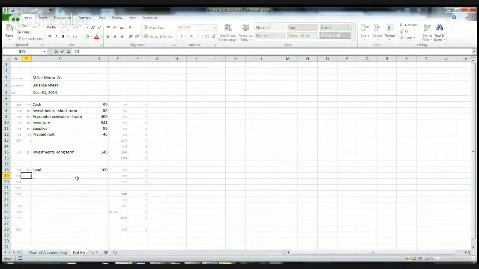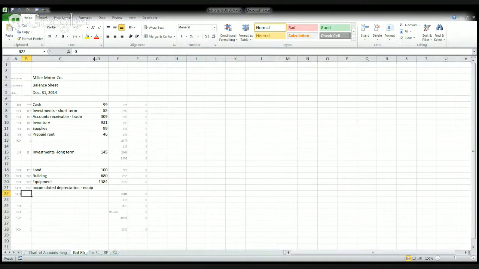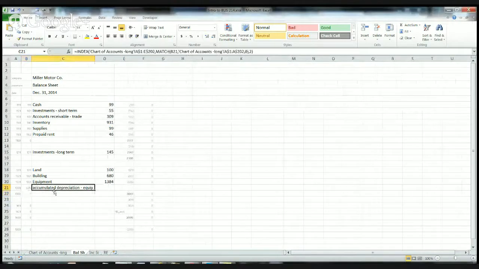Now we have land, building, equipment. Now equipment can be lots of things. It can be computers, it can be furniture and fixtures, it can be machines, it can be trucks, but on the financial statements we tend to lump them all as equipment. Accumulated depreciation, we don't want to worry about that too much, but I'm going to make my column a little wider here.